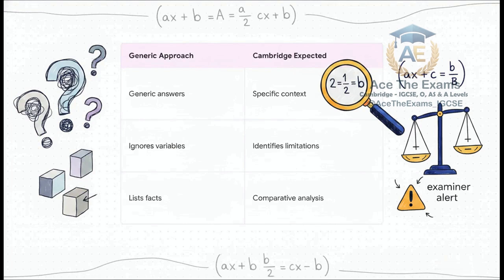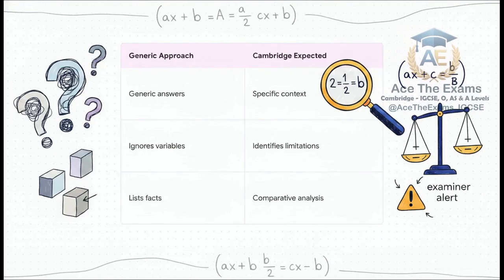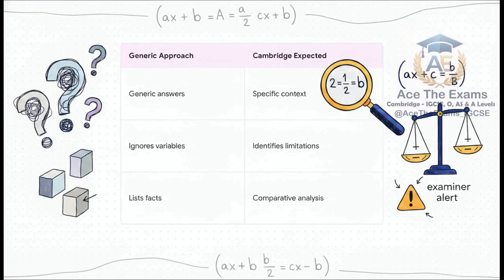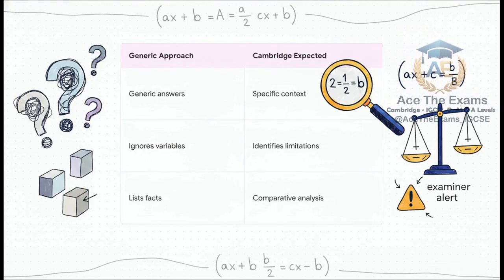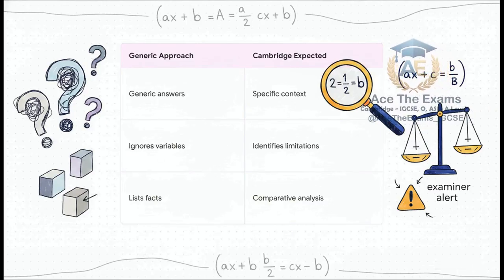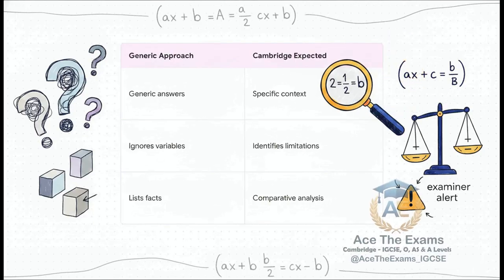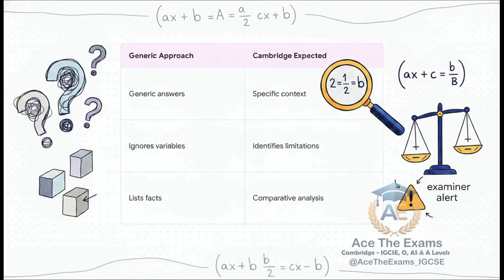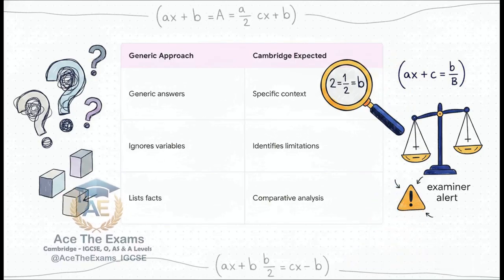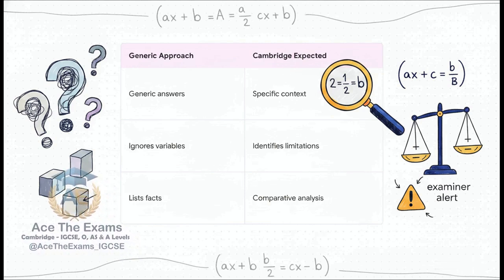Now, what's really interesting about this slide is the stark contrast between a generic student approach and the Cambridge expected standard. It is a classic examiner alert. While generic answers just ignore variables and merely list facts, Cambridge expects your answers to be highly specific to the context. They want you to identify limitations and assumptions. Instead of just listing numbers, they want to see comparative analysis, identifying similarities and differences, and backing it up with evidence. Basically, if your mathematical logic could apply to any generic algebra problem without acknowledging the specific constraints of the fraction you're actually deconstructing, well, you are losing marks.